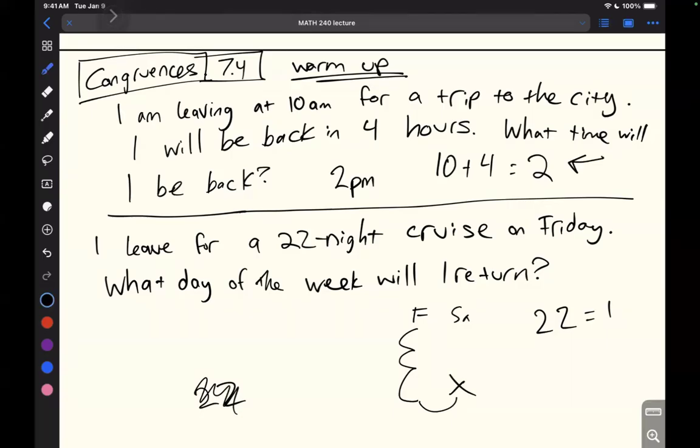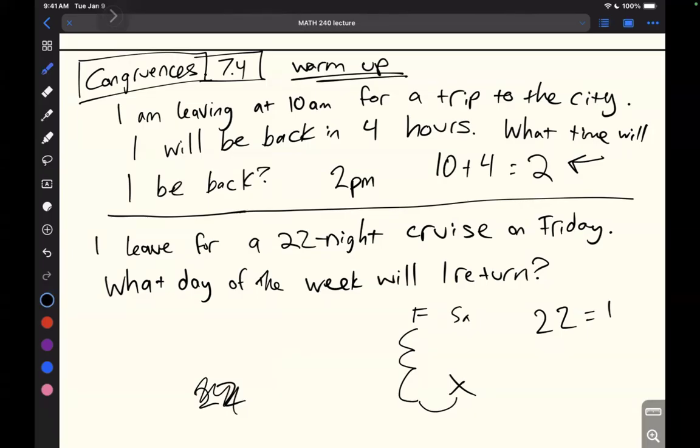So let's consider this one. 10 plus 4 equals 2, but it doesn't actually equal 2. When we're in base 10, 10 plus 4 is what? 14. The problem here is that we're working with a 12-hour clock, right? So if you use 24-hour time, then 10 plus 4 is, well, indeed 14.